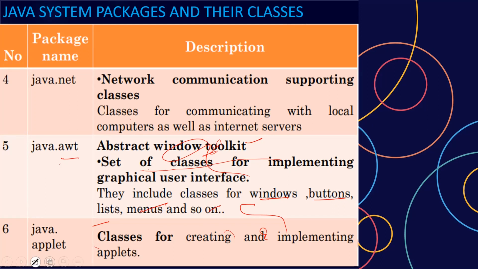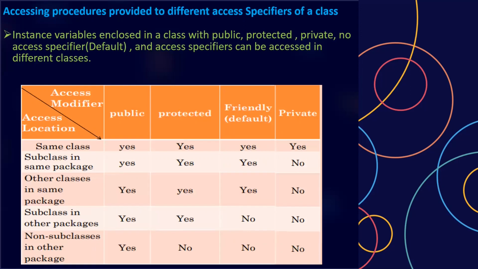Next, Java applet, classes for creating and implementing applets. So Java applet is nothing but the package which consists of classes for creating and implementing the applets. Then afterwards we have a very important concept, accessing procedures provided to different access specifiers of a class. In the sense, you have public, protected, friendly, and private. So these are the four types of access specifiers we have.